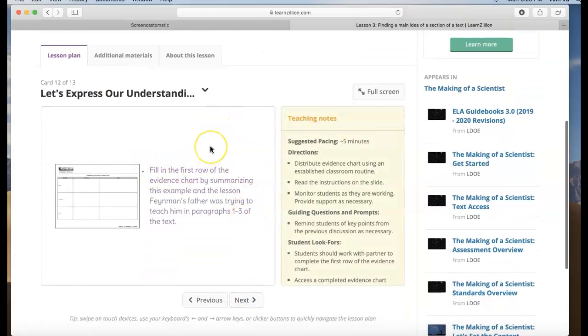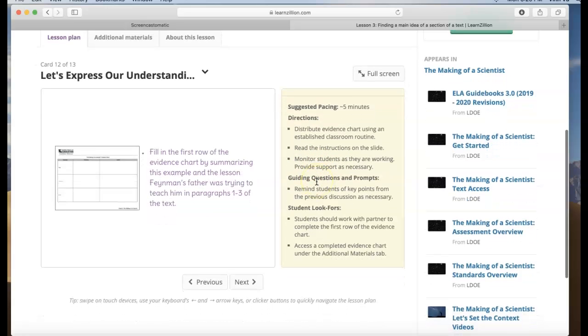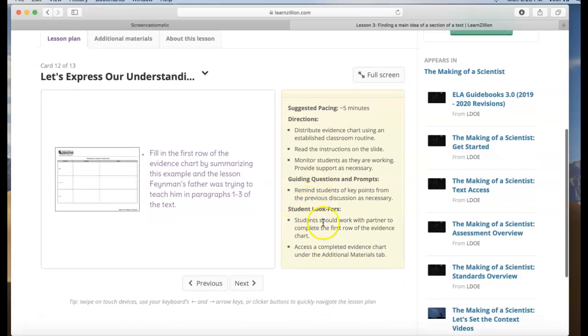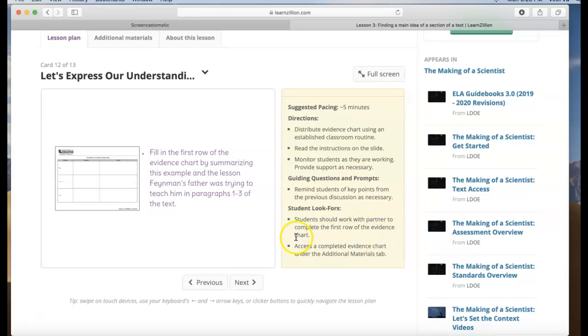So fill in the first row of the evidence chart by summarizing this example and the lesson Feynman's father was trying to teach him in paragraphs 1 to 3 of the text. I'm not going to distribute the evidence chart because I am attaching it in your Google Classroom, the online reading log. Work with a partner to complete the first row of the evidence chart, or if we run out of time, I'll probably do this with you.